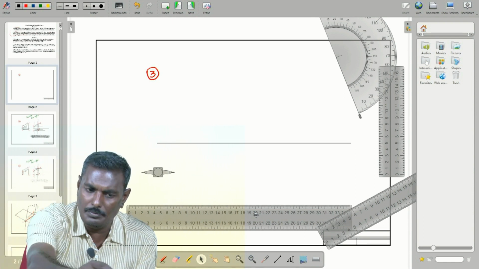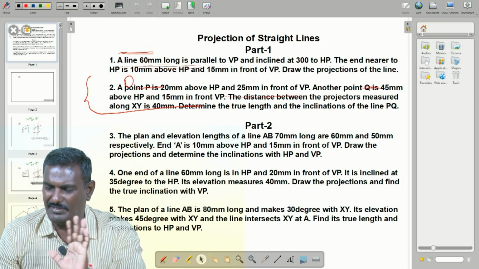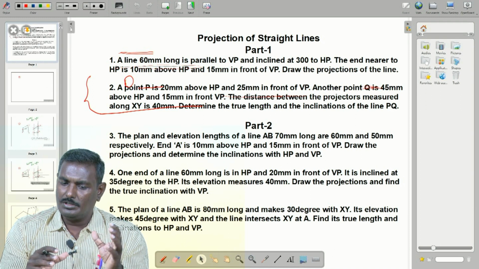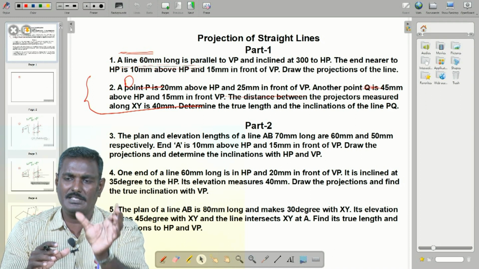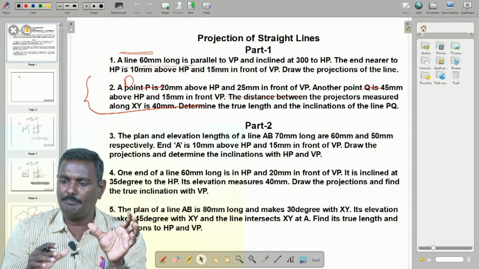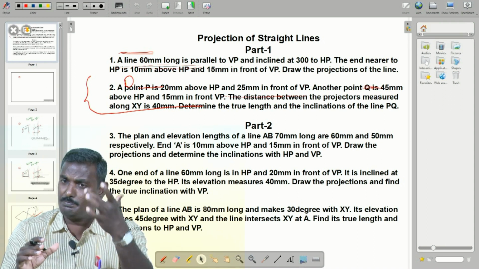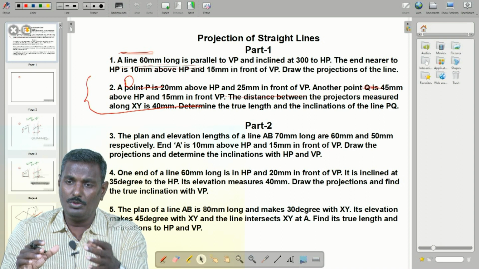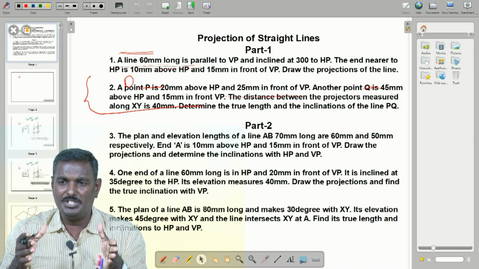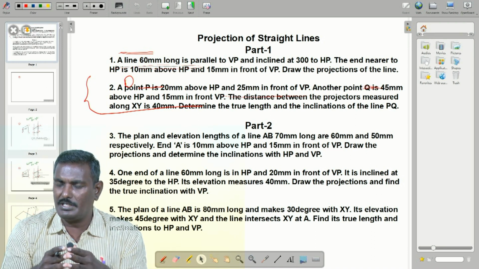So what is our problem in this? The length of line AB is 70 mm. When you look from the top, the straight line of 70 mm has an apparent length of 60 mm, that is the plan view. The same way, if you look from the front, the 70 mm line appears as 50 mm, so that is given here.